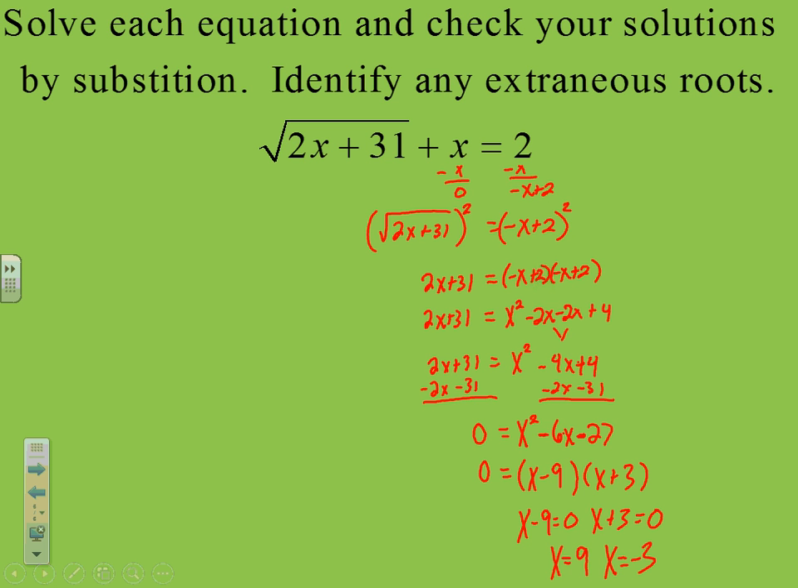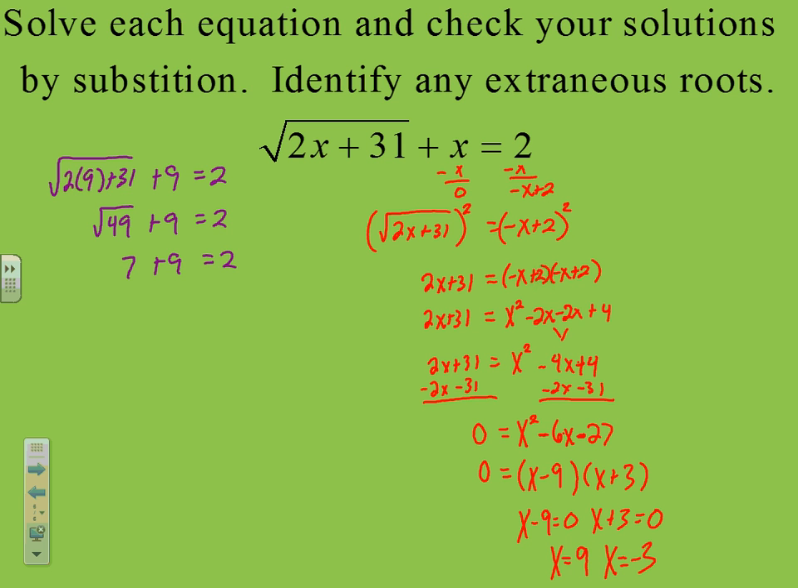Now, as I've alluded to, one of those two numbers is not going to work. So let's start with the 9, just because it's the bigger number, why not? So I'm going to say the square root of 2 times 9 plus 31 plus 9 equals 2. Okay, so 2 times 9 is 18. 18 plus 31 is going to be the square root of 49, plus 9 equals 2, and 7 plus 9 equals 2.